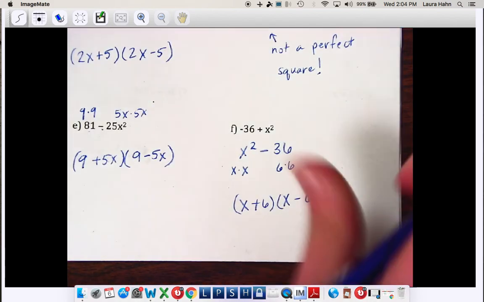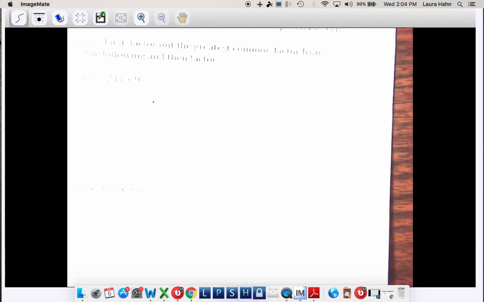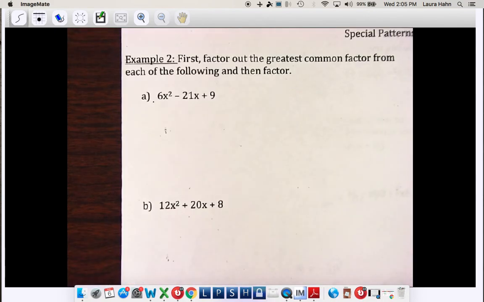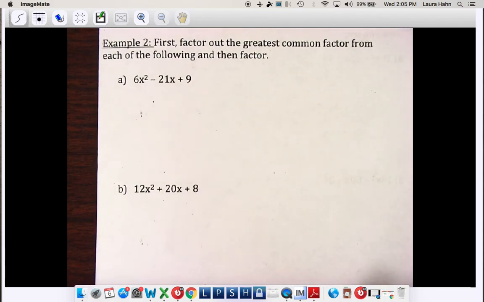All right, so I want you to try those next, A through F on your own, and let's just jump to example 2 real quick. On example 2, it's pretty much what we did yesterday. We're going to continue factoring, but we're going to take out the greatest common factor first, so just some practice. I think I'm going to let you do those. All right, so that's going to be your homework. I'll do one with you.